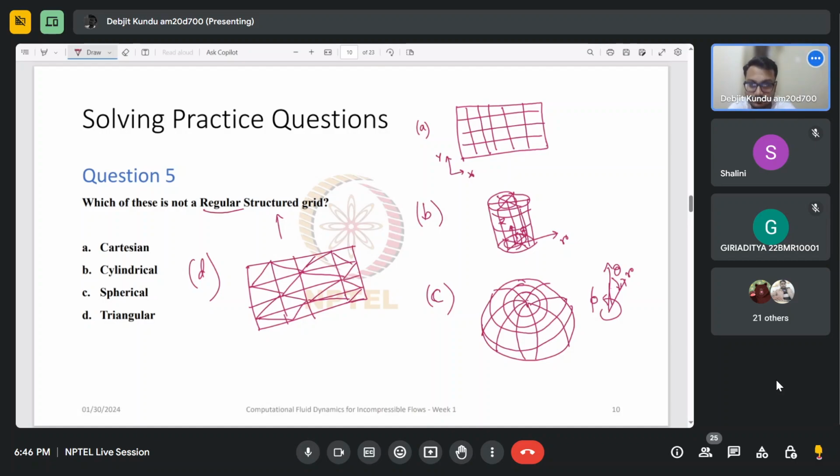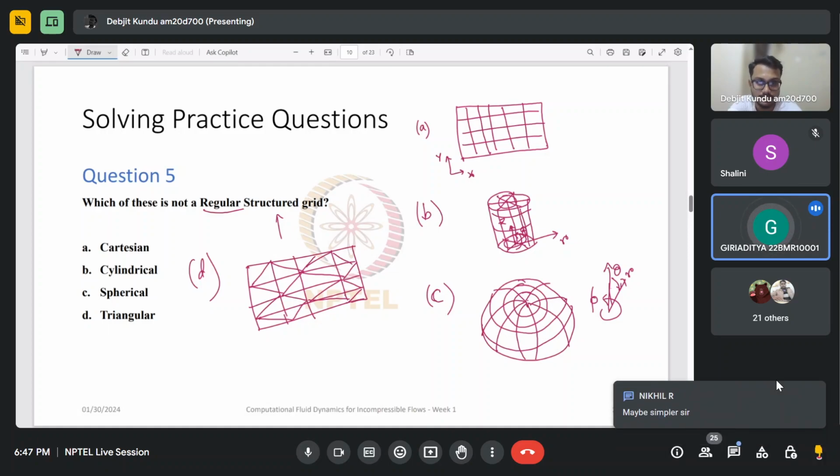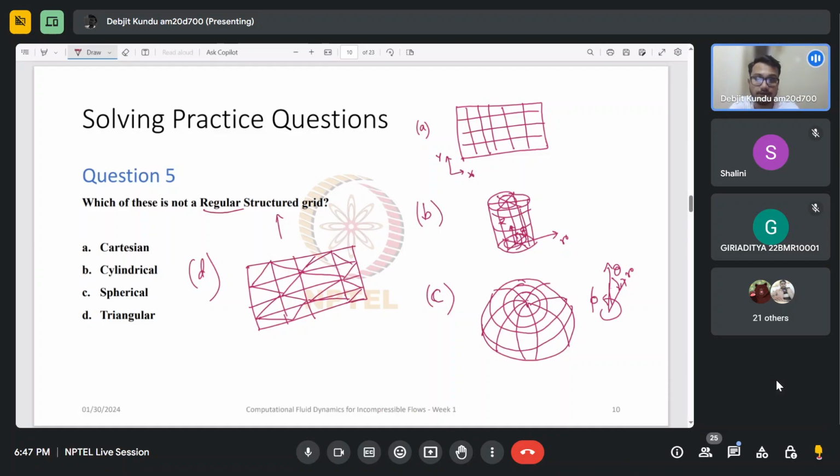So let me ask you another follow-up question first. What do you mean by regular structured grid? What does the word regular signify here? So without any complex shapes, simple shapes of using. Yeah, simple shapes. So here all of them are simple shapes, but regular has a very particular meaning in the context of structured grids.